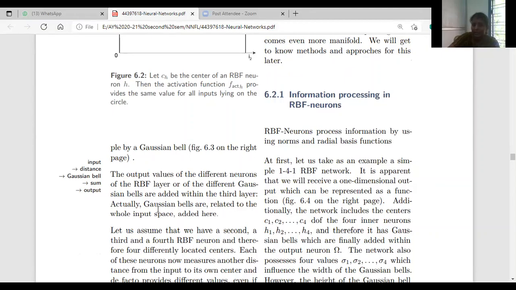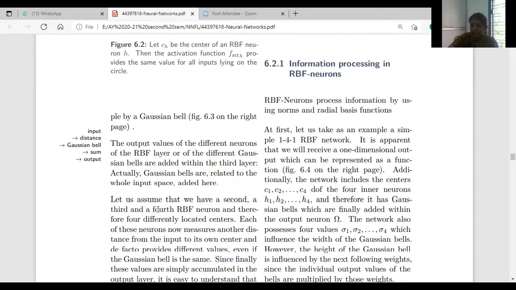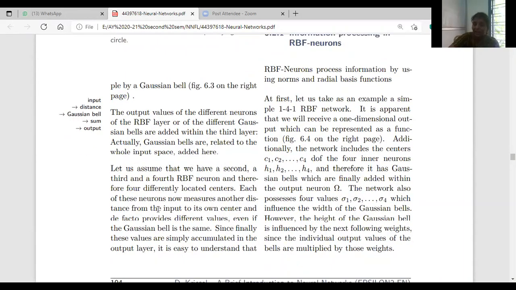We are doing the same process for the second, third, and fourth RBF neurons, which are differently located. Each of these neurons measures another distance from the input to its own center and provides different values to your output neuron. These values are simply accumulated in the output layer.